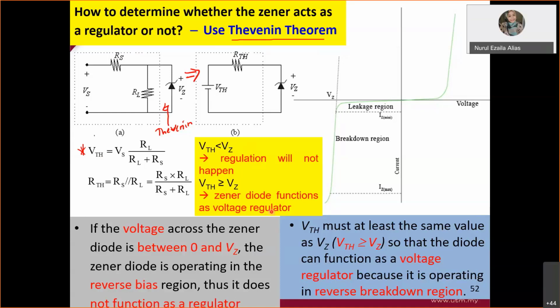I will show you the example. VTH, or Thevenin, must be at least equal to the VZ in order for the Zener diode to be regulated. So this is a summary. This is the same IV characteristic that was shown in the past class. This is the normal diode and this is for the Zener diode. Let's take a look at the example.